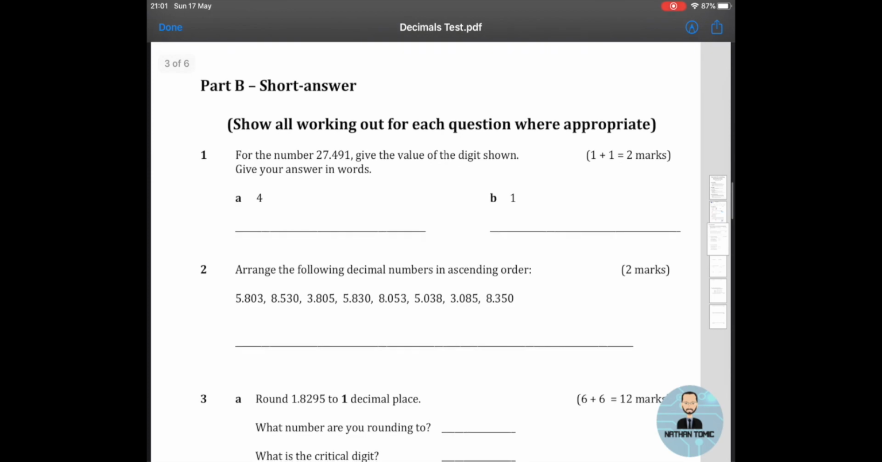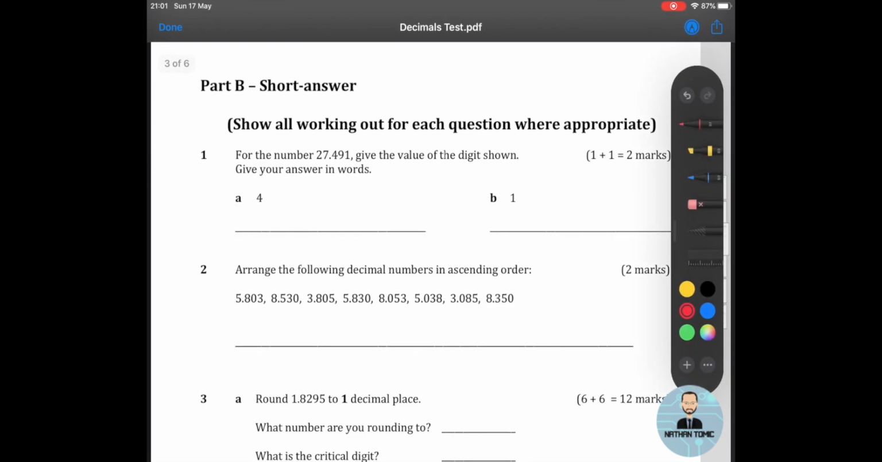Okay, let's move on to B, the short answers. So again, we would expect these to possibly be slightly longer answers. So the first one says, for the number 27.497, give the value of the digit shown, giving your answer in words. Now, a lot of people didn't quite do this one as I expected. What we're really asking for is the place value of these numbers in that bigger number.